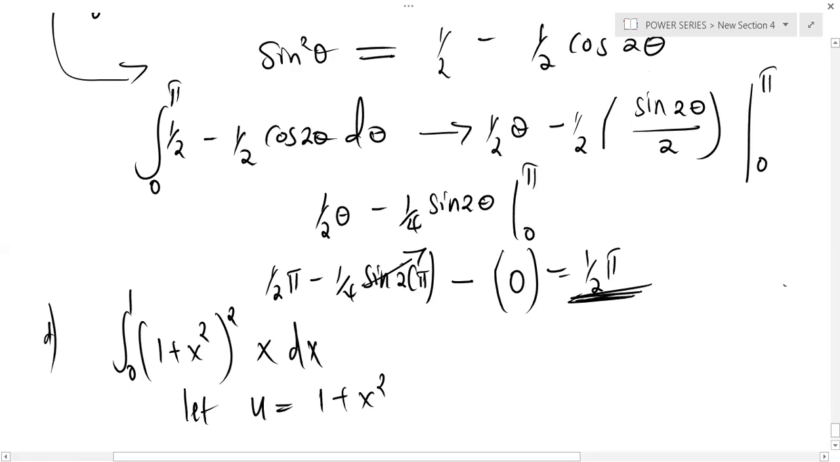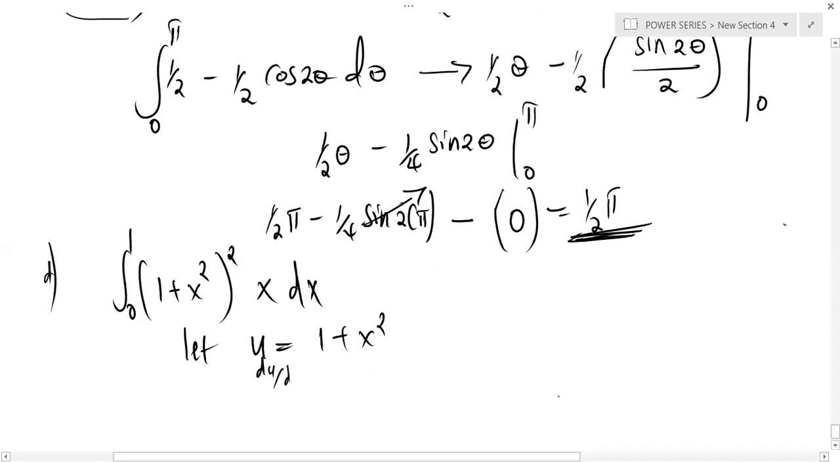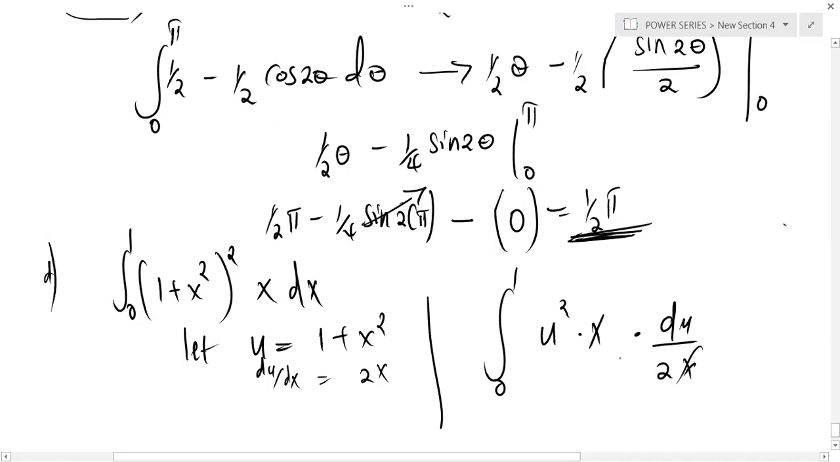So what is du dx? If you differentiate this, you get 0 and then you get 2x. So if you come to rewrite it, the integral from 0 to 1 of u squared x, and then what is dx? Make dx the subject of the formula here. It will be du over 2x. x will go with x. So what you're left with is a half integral from 0 to 1 of u squared du.